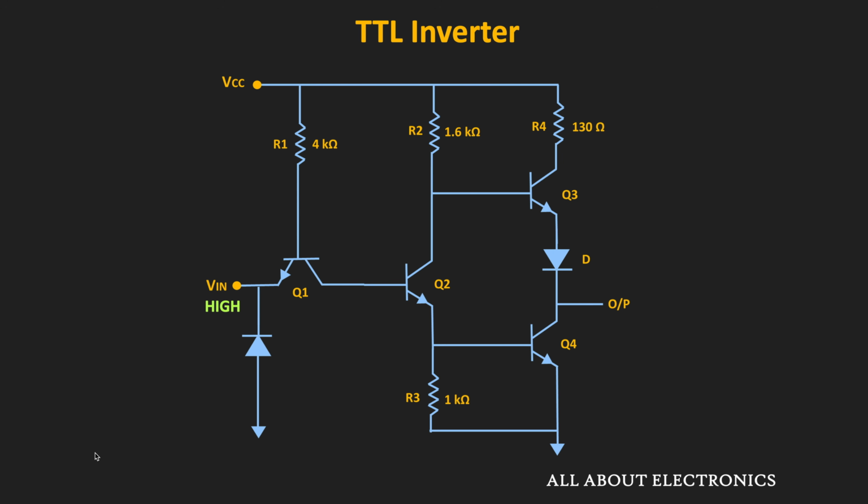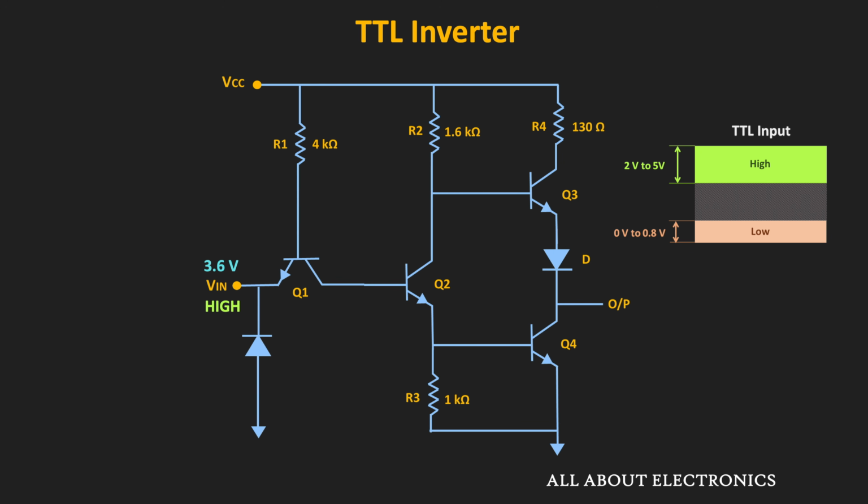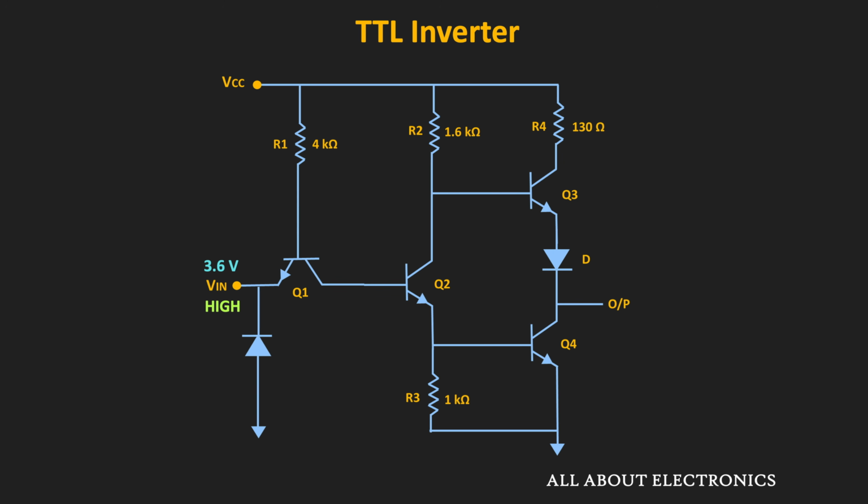So let's say the input to the inverter is equal to 3.6 volt, because this input voltage can be considered as the logic high, right? So when the input is 3.6 volt, then the same will also appear at the emitter of the transistor Q1. Now here, through this resistor R1, this 5 volt is connected to the base of the Q1. But here, the voltage at the base will not go beyond the 2.1 volt. So let us see why.